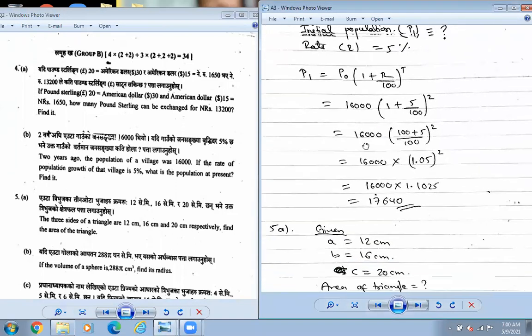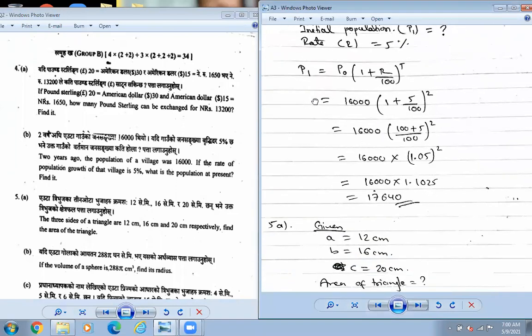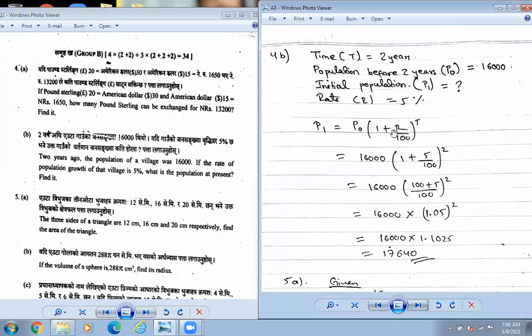So our P1 is how much? So what is the formula of P1? P1 equals P0 times 1 plus R by 100, to the power T. So P0 is given 16,000. So bracket 1 plus rate is given how much? 5 divided by 100. Okay, so power, time is given 2 years. So let us multiply them.